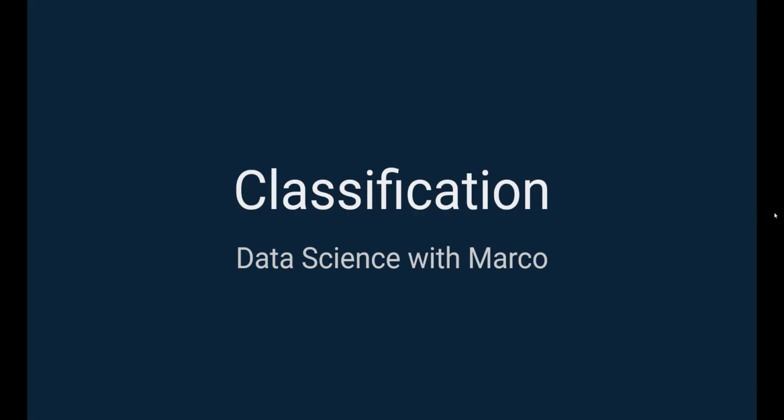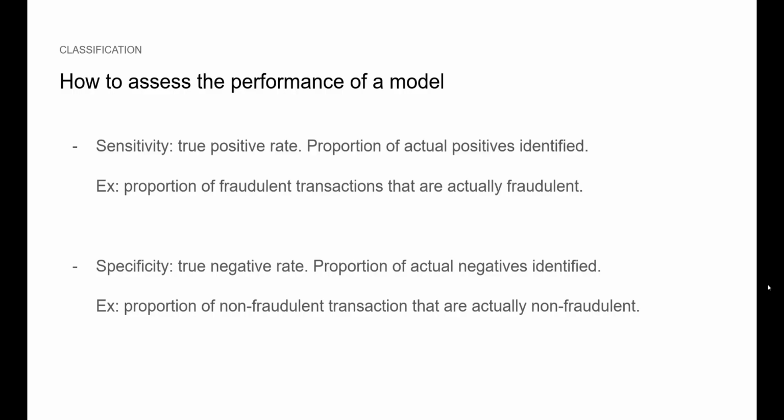Before we move on to the coding portion, we must understand how to validate our models in the context of classification. We use sensitivity and specificity. Sensitivity is the true positive rate, so the proportion of actual positives identified. For example, if we are to identify fraudulent transactions, then the sensitivity is the proportion of fraudulent transactions that are actually fraudulent. On the opposite, specificity is the true negative rate, or the proportion of actual negatives identified. So it will be the proportion of non-fraudulent transactions that are actually non-fraudulent.